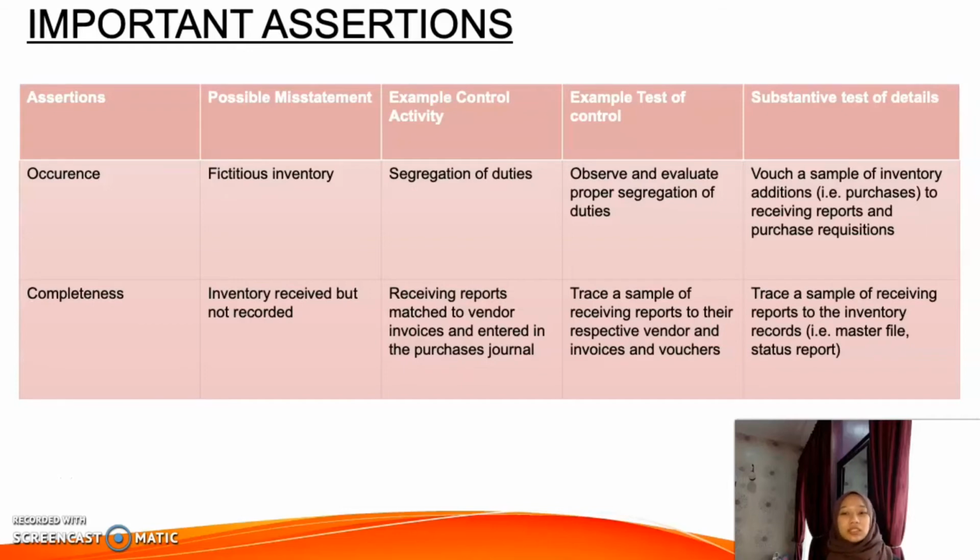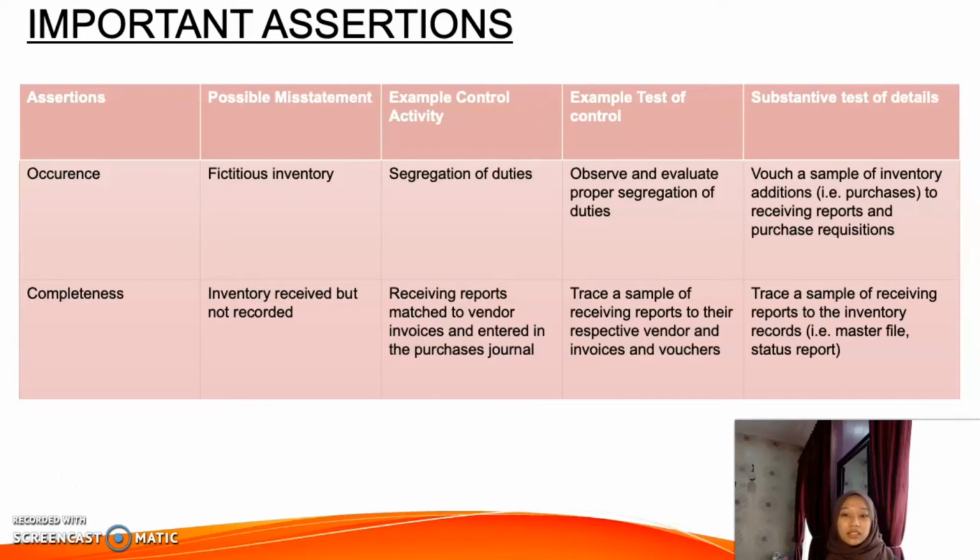So the first session is occurrence. The possible misstatement is fictitious inventory, and the control activity, which is also known as internal control, is segregation of duties. And the test of control is by observing and evaluating proper segregation of duties. And the substantive test of details is by vouching a sample of inventory additions to receiving reports and purchase requisition.